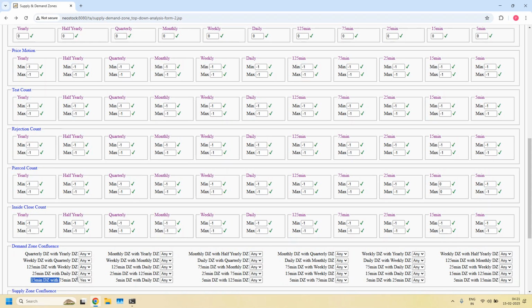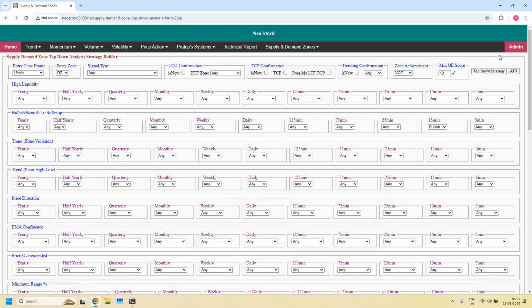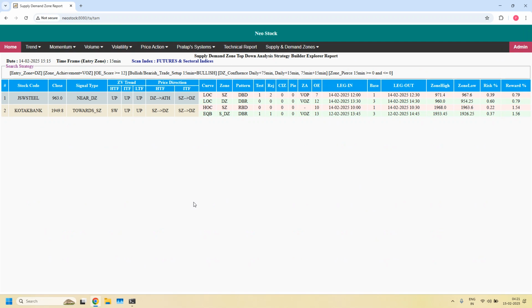First filter is already enabled. Second filter, 15 minutes with daily zone confluence. Third, 75 minutes demand zone with daily demand zone confluence. With all the 3 filters, we got both the stocks.